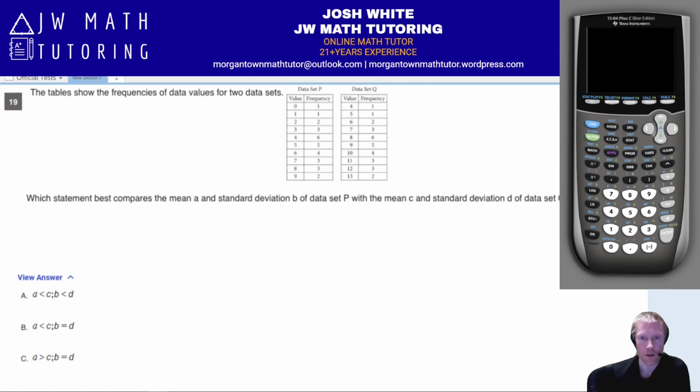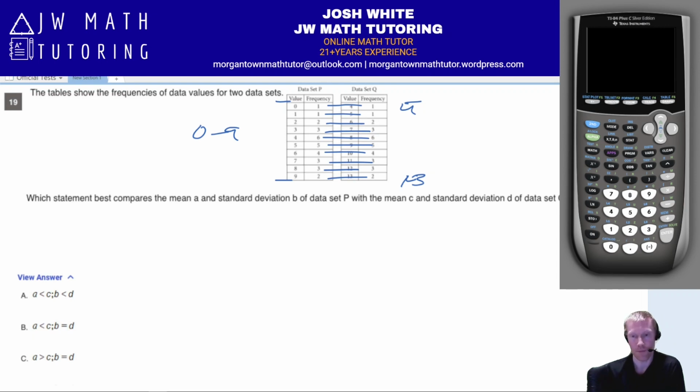So, first of all, notice that the first set goes from 0 to 9, whereas the second set goes from 4 to 13. So the mean of the second data set is going to be higher than the mean of the first data set. Also, not only are the values higher, but the frequencies match up perfectly. It's one of this, one of these, two of these, three of these, six of these, 5, 4, 3, 3, 2. So the frequencies are identical. It's just that every value in Q is 4 more than the corresponding value in P.